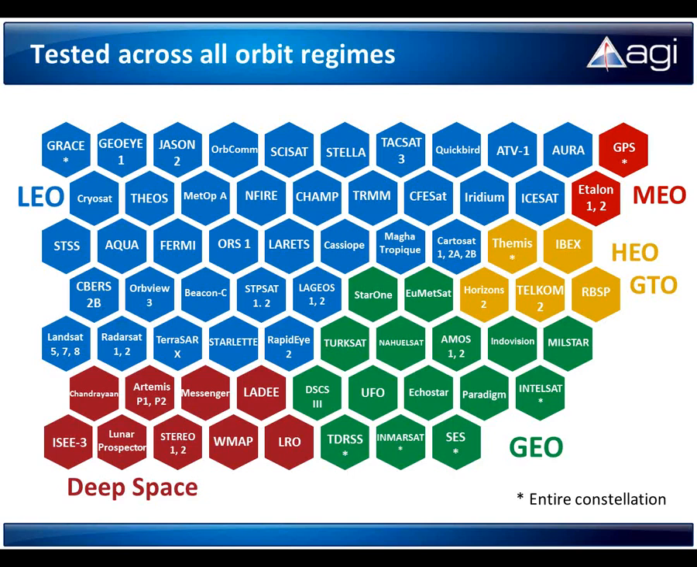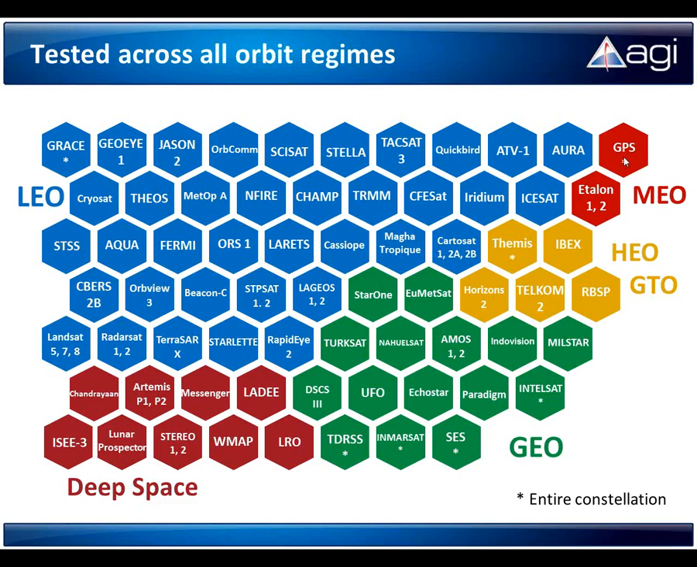Additionally, AGI has tested ODTK with a lot of real tracking data from numerous other missions and all sorts of orbit regimes. These are all listed here. Note that the asterisks indicate that we've actually processed an entire constellation of satellites, and in the case of GPS, that might mean we've processed them all simultaneously. In fact, we've actually processed the entire public satellite catalog as part of our testing suite.